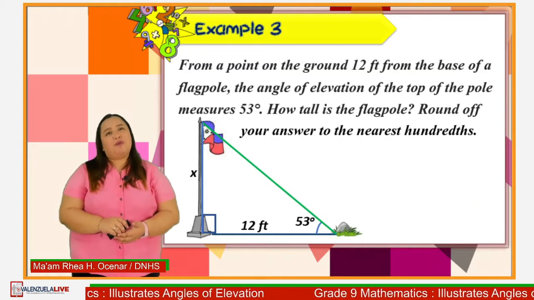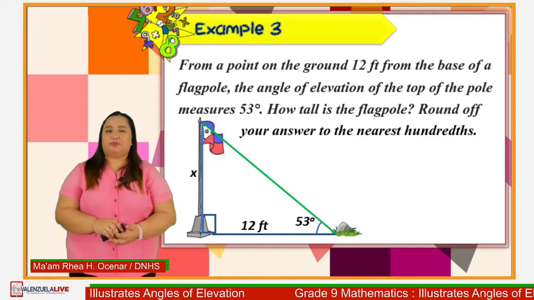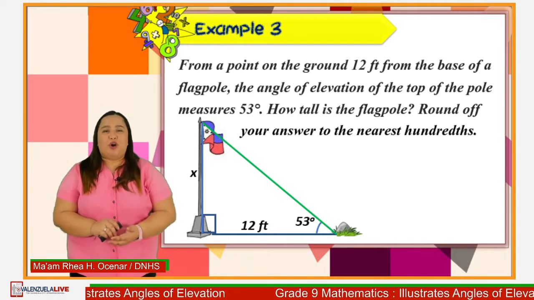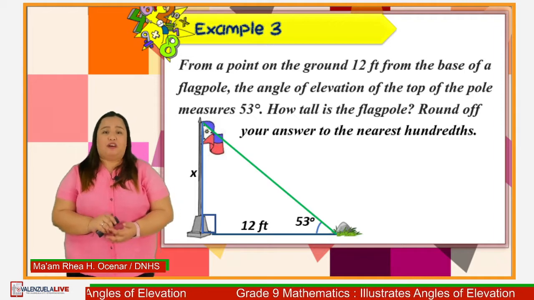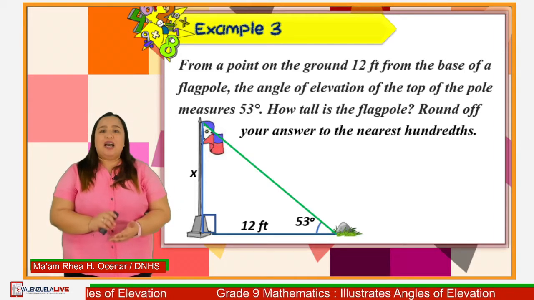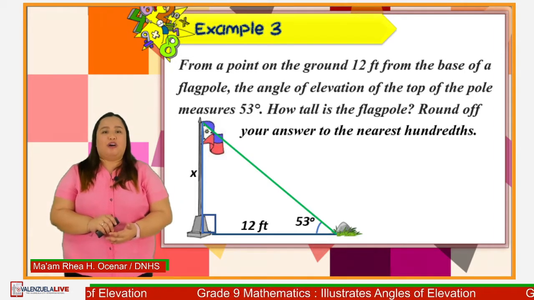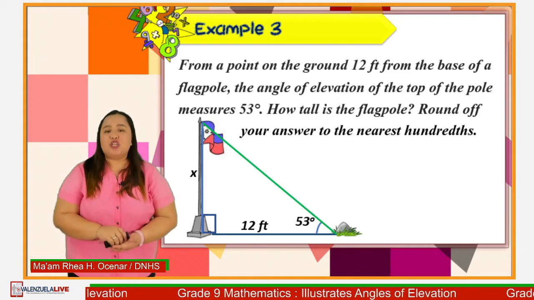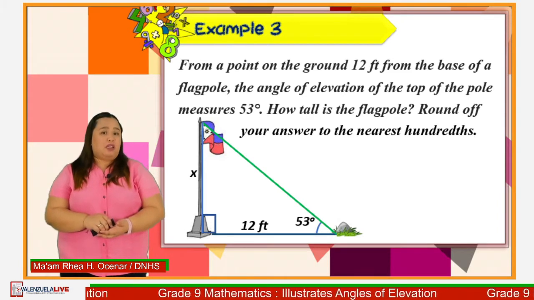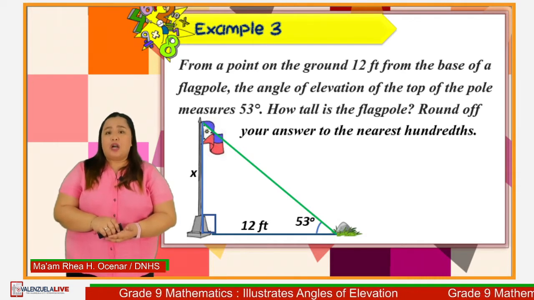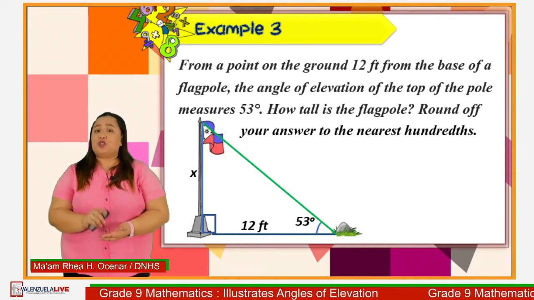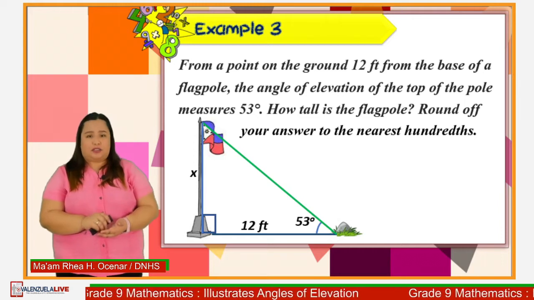Let's try example number 3. From a point on the ground 12 feet from the base of a flagpole, the angle of elevation of the top of the pole measures 53 degrees. How tall is the flagpole? Round off your answer to the nearest hundredth.